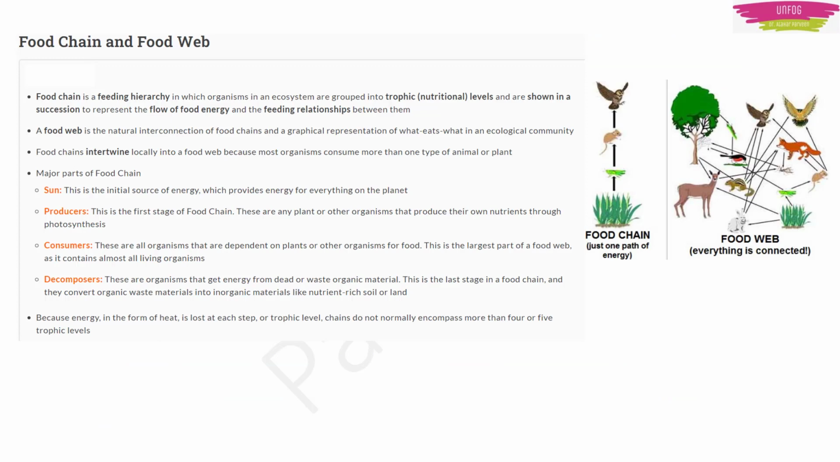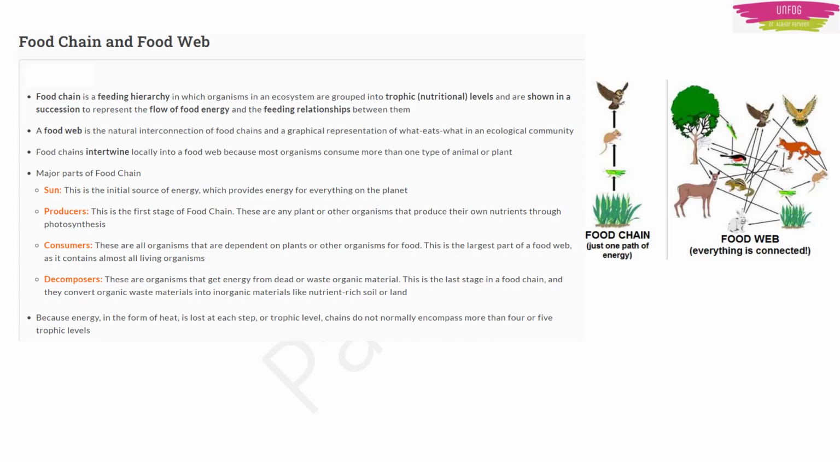Now, there is one more thing called food web. What is the difference between food chain and food web? In food chain, I have put a figure here, you can see. In food chain, there is just one path of energy. For example, plants, grasshopper will eat that plant. Then again, grasshopper is eaten by rat. Again, that rat will be eaten by eagle. Only one way, only one link we are giving.